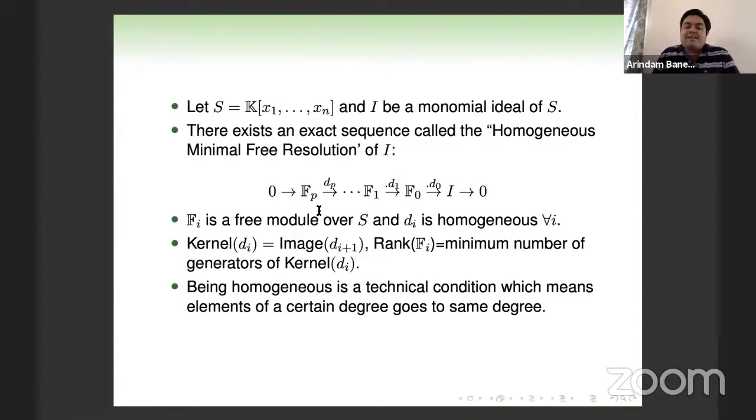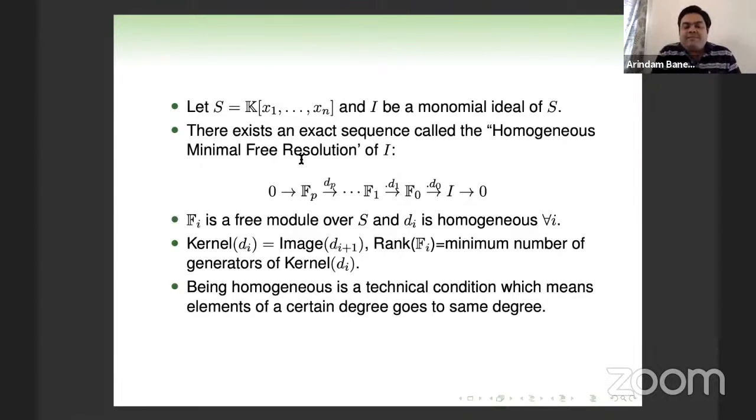on. However, elements like x square plus y don't have a degree. These are not homogeneous elements. So basically, a polynomial is called a homogeneous polynomial if each of the monomials appearing there has the same degree.